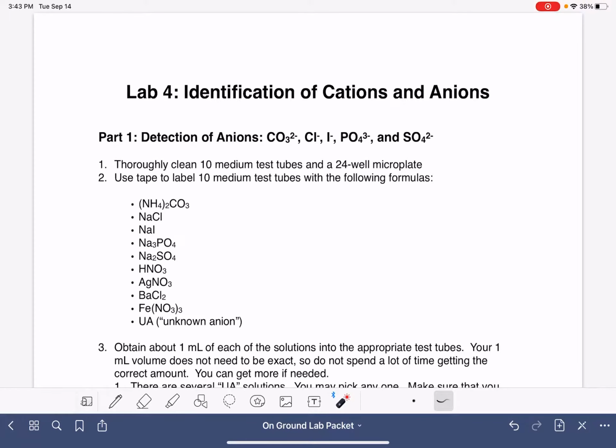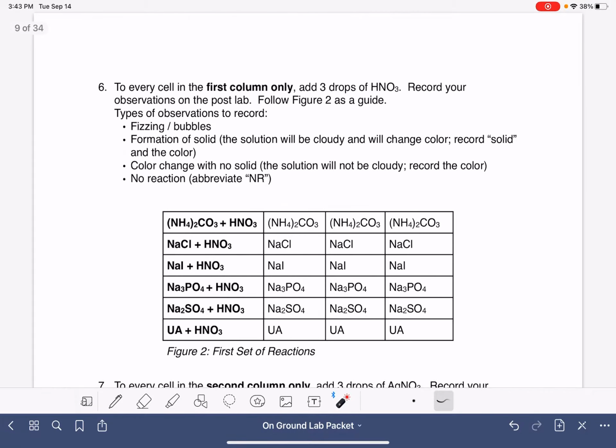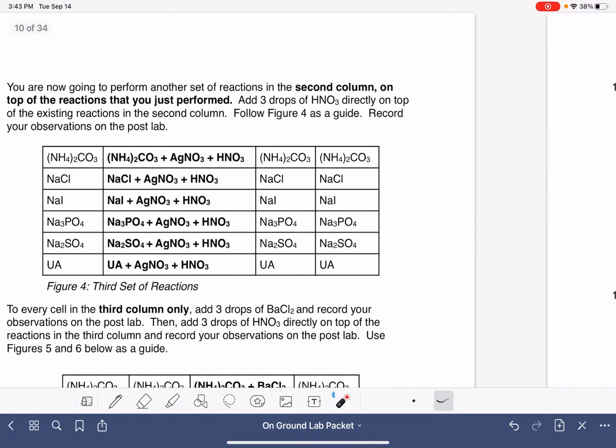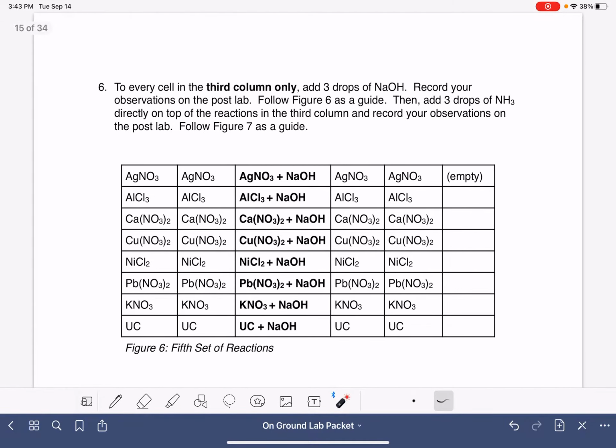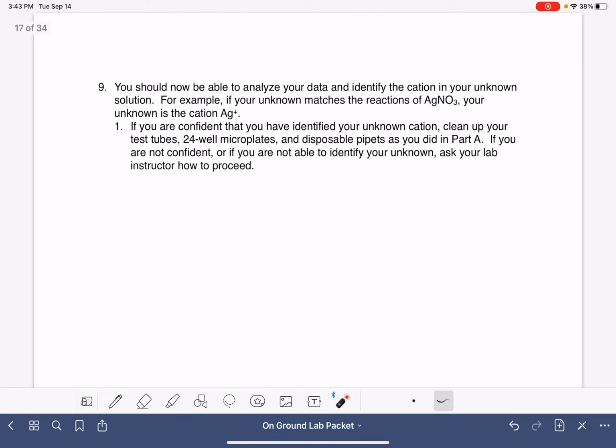In this video, I'll walk you through the post-lab for Lab 4, identification of cations and anions. The good news here is that the hard part of this experiment is actually doing the experiment. The post-lab is going to be really straightforward. So I'm just flipping through all of the procedure here. We get to the very end.